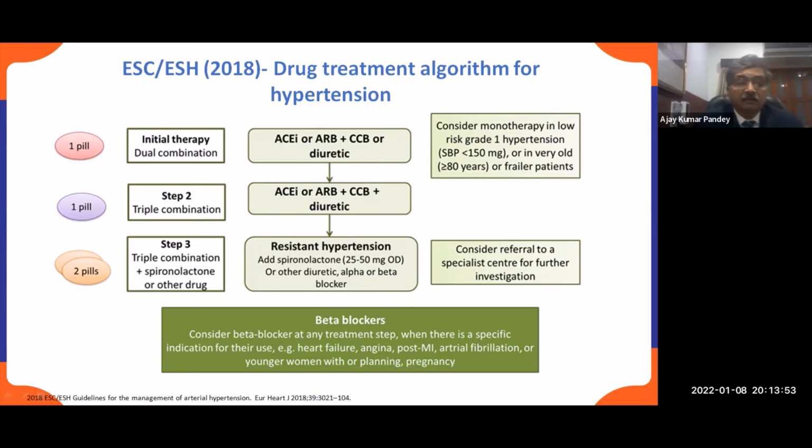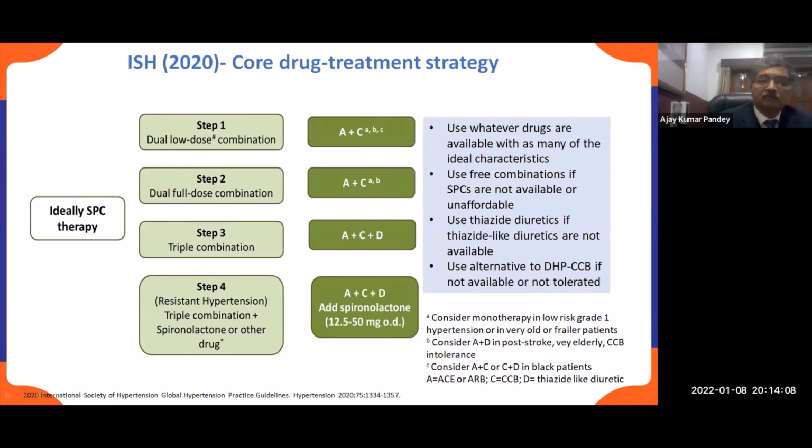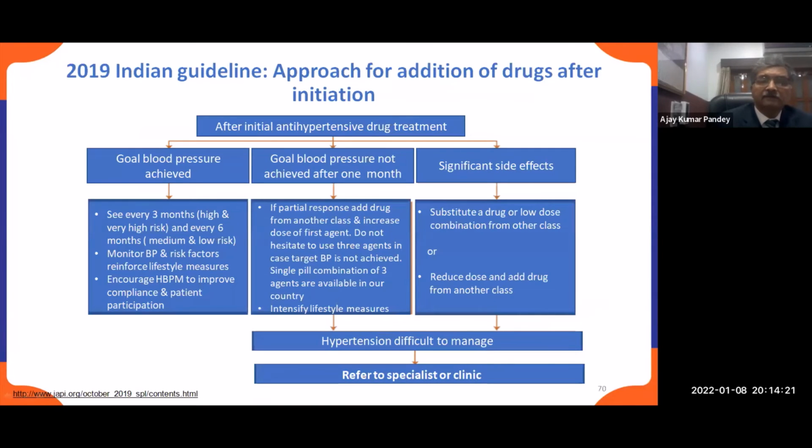And then add another drug, spironolactone, which will help. If the patient is still not getting controlled, you can add a beta blocker, or an alpha-beta blocker, or a vasodilatory beta blocker like carvedilol, which will help you out. This is A plus C, A plus C plus D, and A plus C plus D plus spironolactone, which is the ideal International Society of Hypertension guideline.